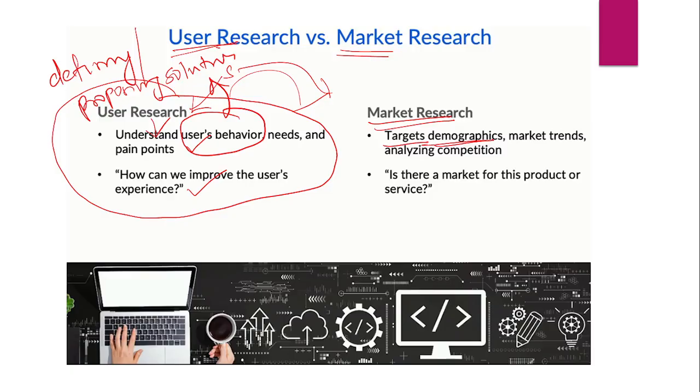So these are the two types of research available. One is user research, where you directly interact with the users and propose a solution. Market research is a universal problem, universal solution. You have to propose the solution to the major groups available in the demographic area. So these are the two types of research available in the empathy map.